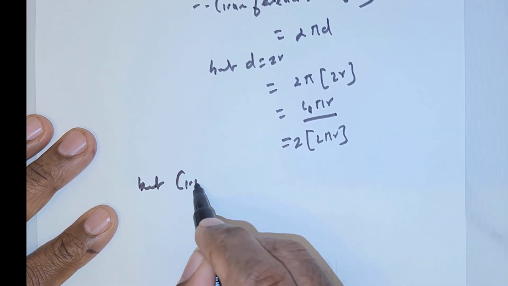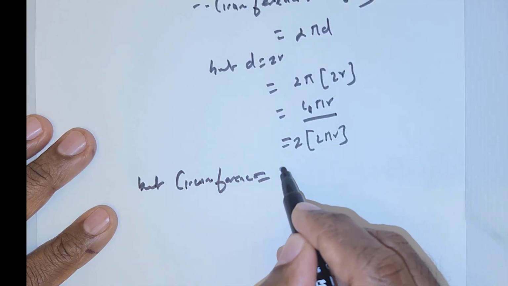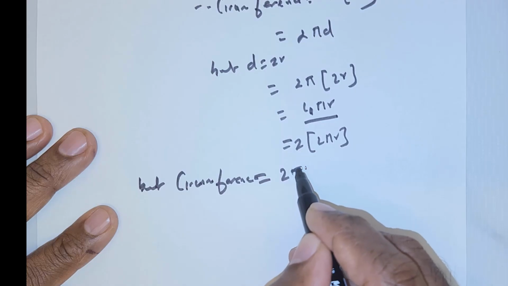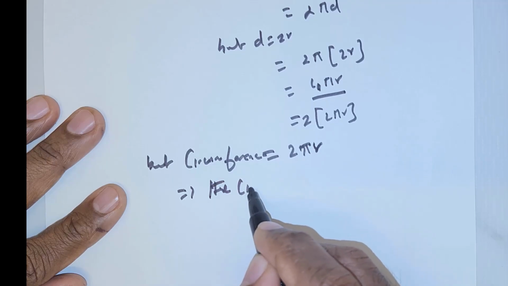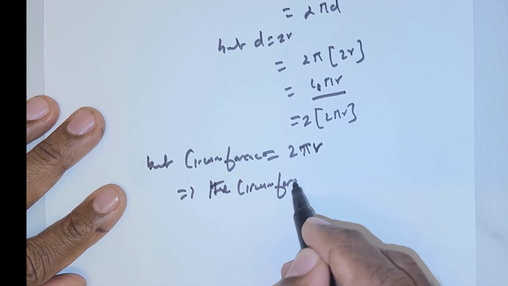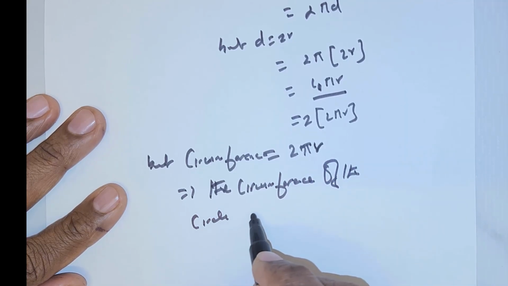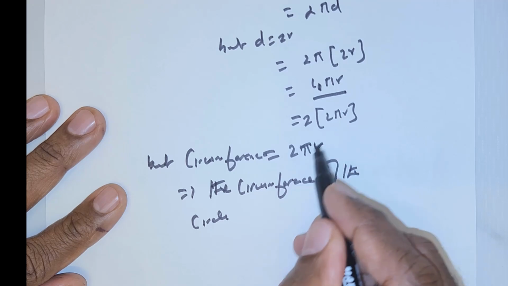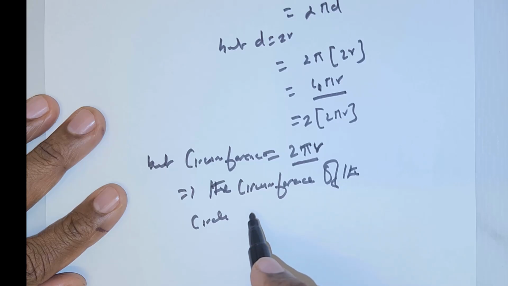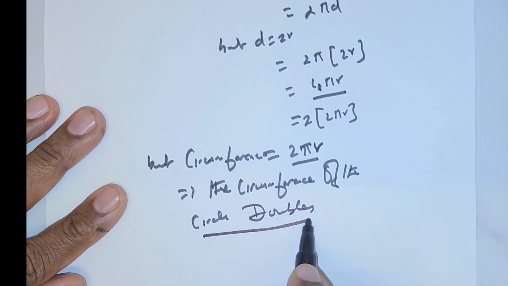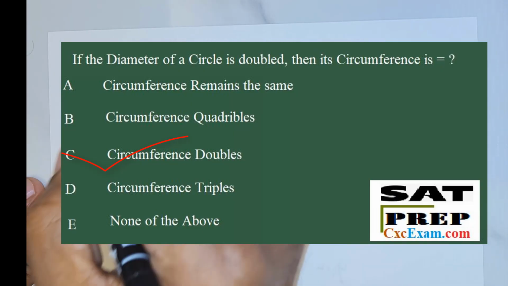But the circumference is actually 2 pi r, right? So this means the circumference of the circle, what happens here? Initially it is 2 pi r, now it becomes 2 times of 2 pi r. So that means the circumference of the circle doubles. So that's a choice. So this is the next question.